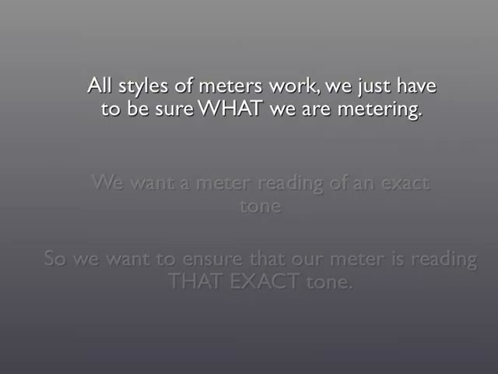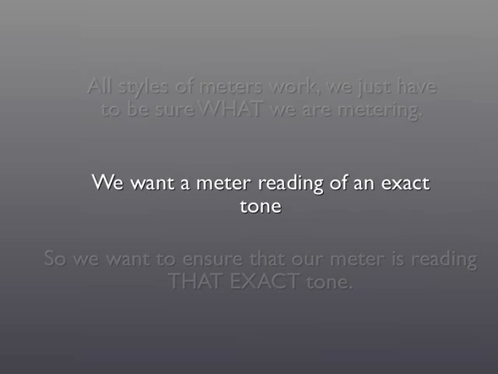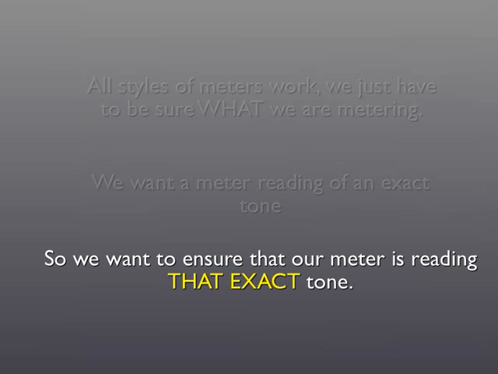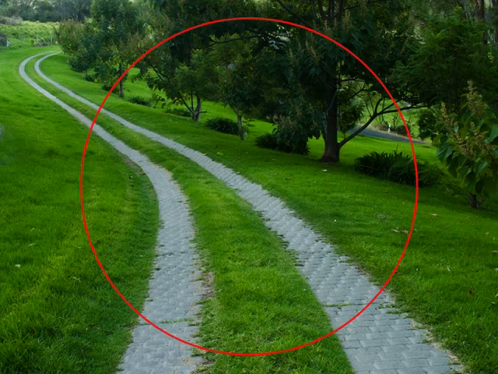Now, all of these meters work. We just have to be sure what we're actually metering. We want a meter reading of an exact tone, so we've got to be sure that our meter reading is that exact tone. So let's take a look at how we'd work with these meters. In this case, the green grass is a pretty average tone, and so what I'm going to do is take a meter reading of that.